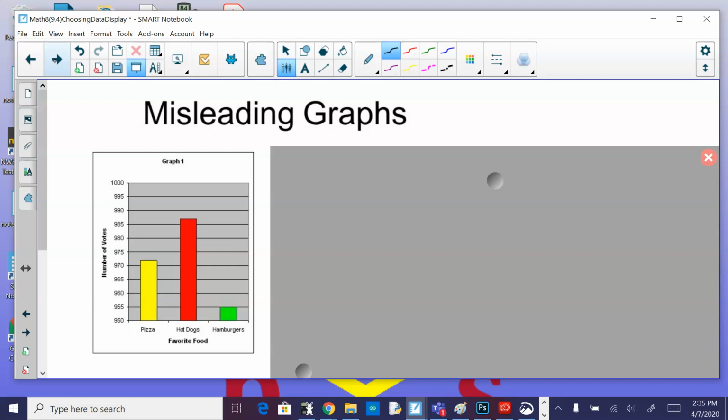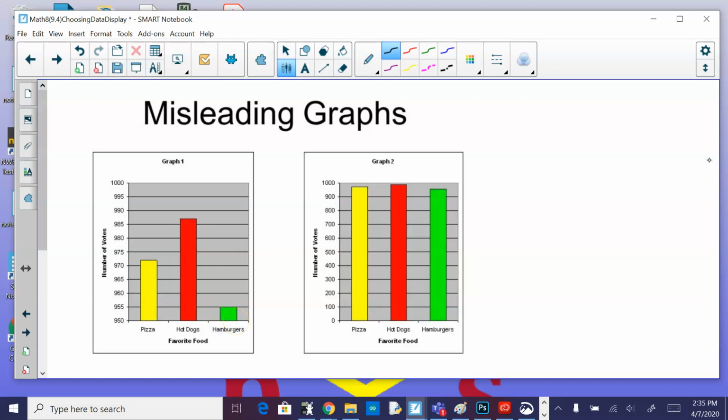Okay, some more misleading graphs. If we look at this graph, which is sort of like a poll of favorite foods, we might draw the conclusion that hot dogs were really popular, pizza was medium popular, and hamburgers were not very popular at all. Well, if we look at this other representation of the same data, the same numbers, we could draw different conclusions. The reason for that is, take a look down here at where this graph starts. If it starts at 950 and goes up to 1,000, it's almost like we're zooming in and we can see that there's a big difference here.